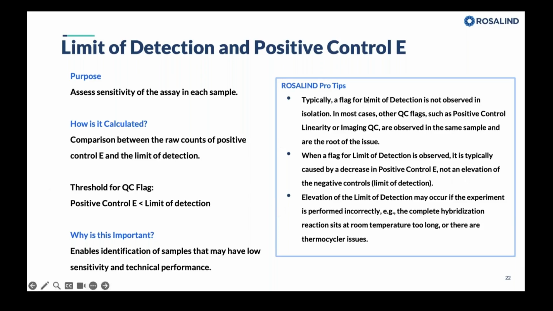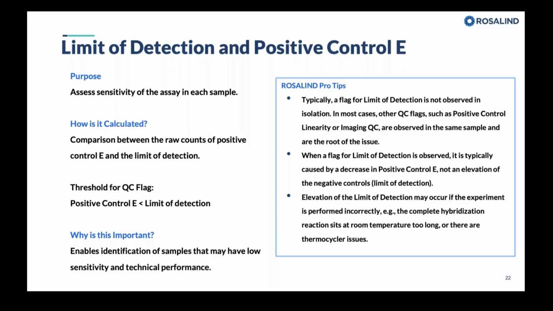I have my detailed list of insights written down here for future reference. But what I want to emphasize now is that in my experience, it's very rare to see an issue with the limit of detection in isolation. I don't know if I've ever seen a sample where every QC metric looks great except for positive control E. From what I've seen, the positive control E flag is usually triggered by some other issue. That's just my experience. Your experience might differ, but I wanted to share that for future reference.